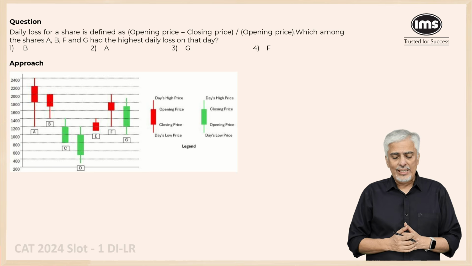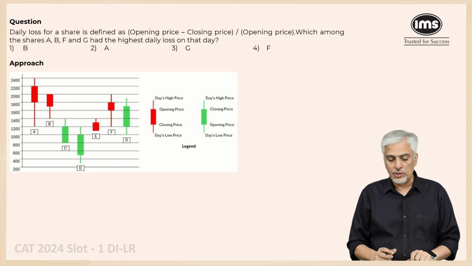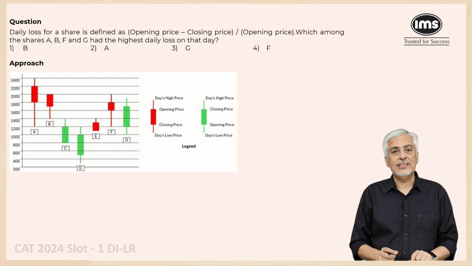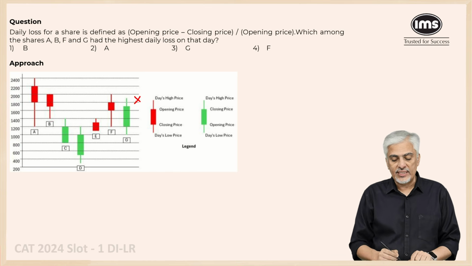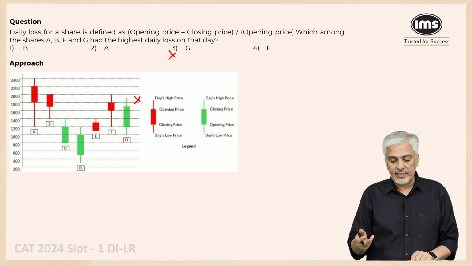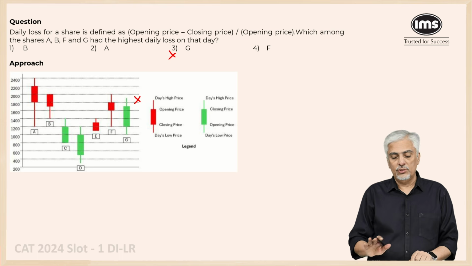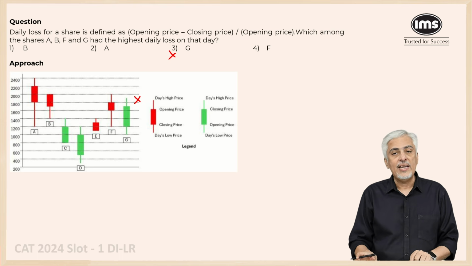It talks about daily loss for a share is defined as opening price minus closing price upon opening price. Which among the following shares has the highest loss? Now, one thing over here is G does not have a loss. In fact, G has a profit. So G can never be my answer because G is a bullish share. Opening price and closing price difference, closing price is higher, so that is going to make a profit. So G is not my answer. I have to choose out of A, B and F.